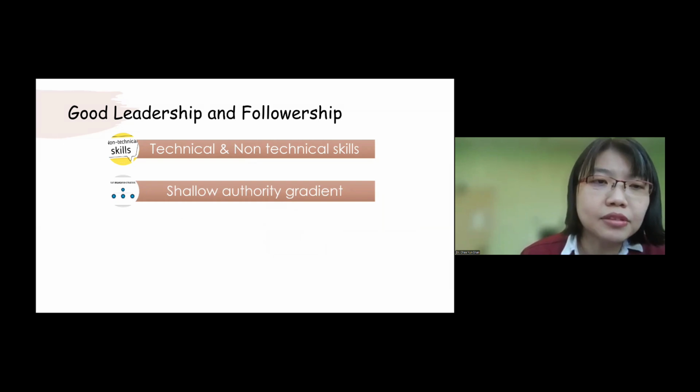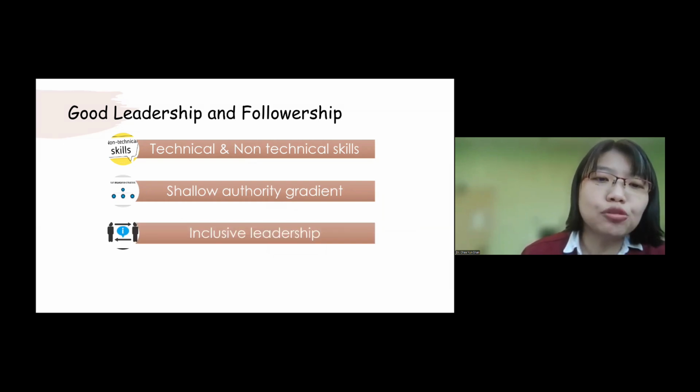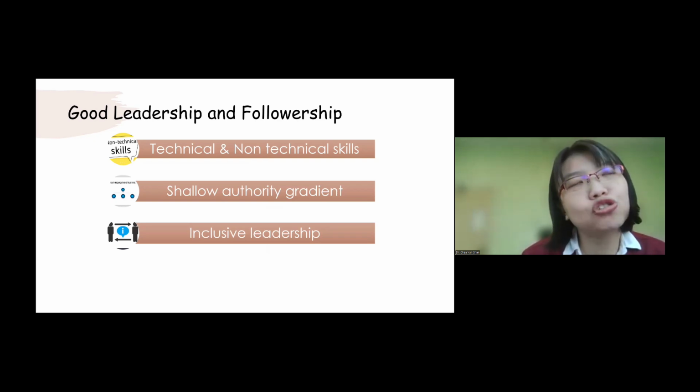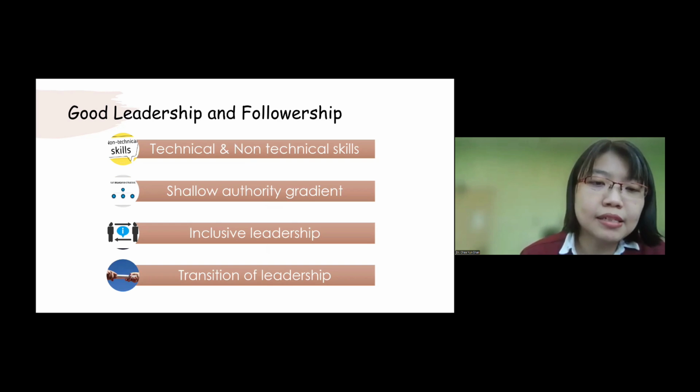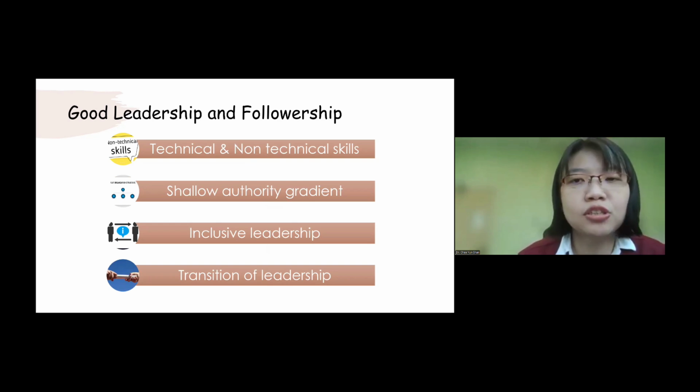And these include things like situational awareness, task management, prioritization skills, and also decision making. Other than that, to be a good leader, there should be a shallow authority gradient and inclusive leadership whereby all the team members should be allowed to voice out their concerns and also their suggestions during a resuscitation. And lastly, it is important to have a transition of leadership if there is a change in leadership during the resuscitation, especially if the leader is required to take on another task.